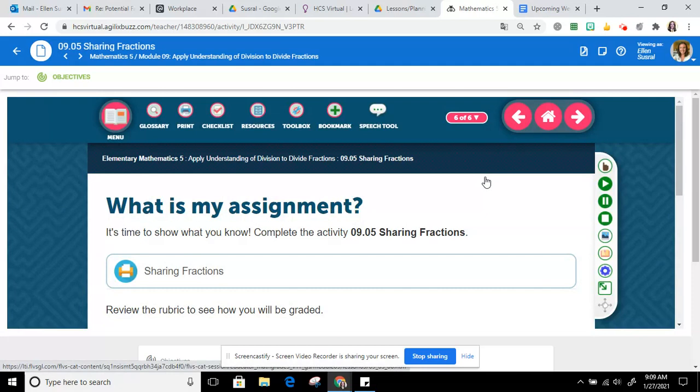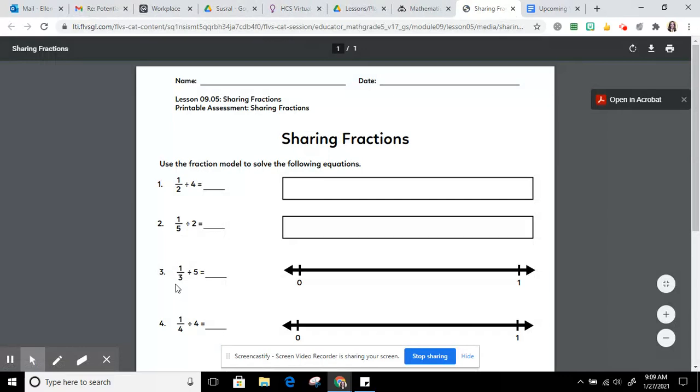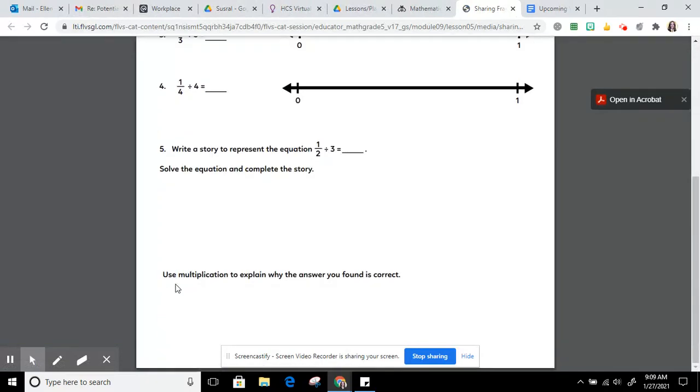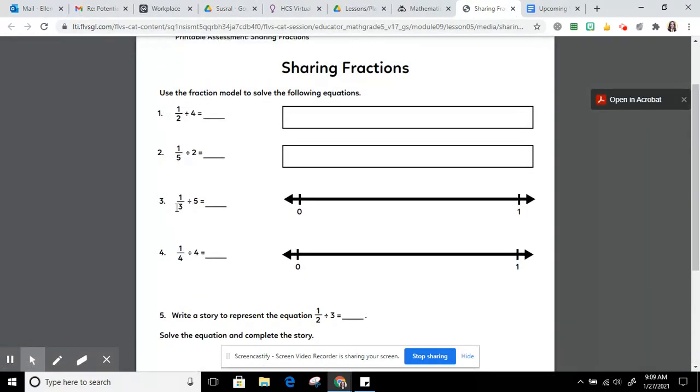On the last page of your lesson, you'll have your assignment under "What is my assignment." Here it's called Sharing Fractions, so I'll open that up. This is a 1-page worksheet with 5 problems. For numbers 1 through 4, you're using the fraction models that are already provided to help you solve these division problems. I'm going to go over a couple of these as a model.